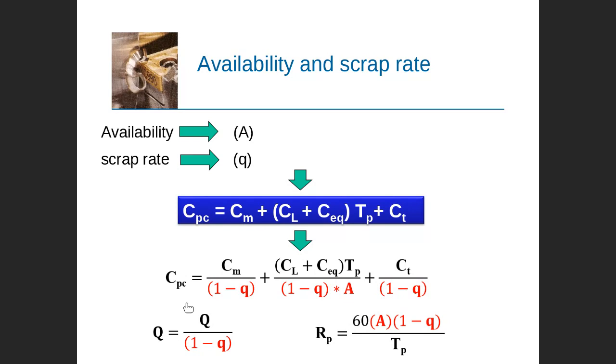Q also will affect it. Number of the batch. The batch you would like to manufacture is 100. You would like to manufacture 100, but 100 will become not 100 because 100 is affected by the scrap rate.